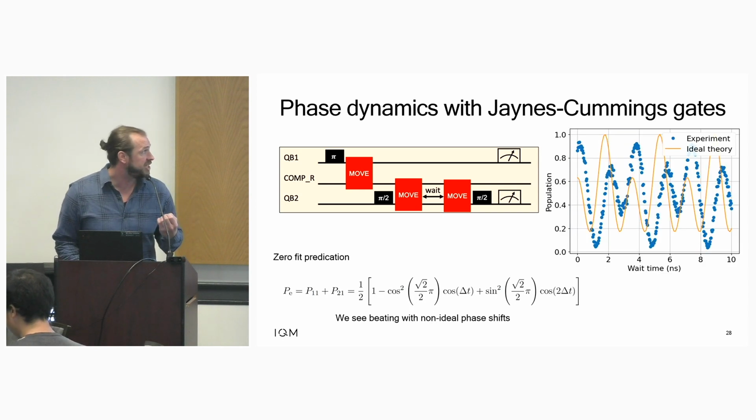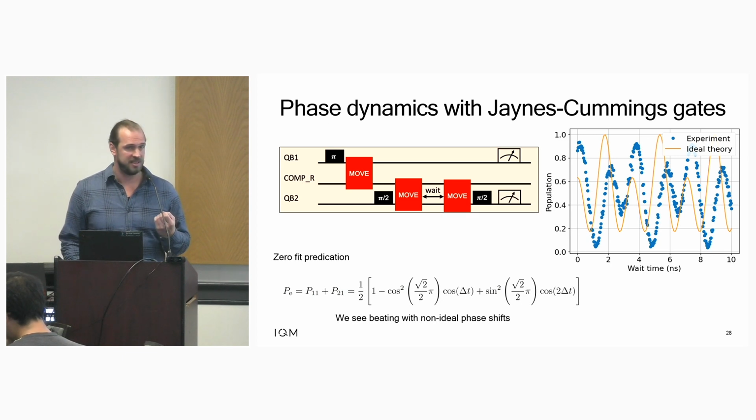When we perform this measurement, we do in fact see a beating pattern with the right frequencies, but they have phase shifts that are non-ideal. And this is a plot showing this experimental result with the ideal prediction and no fit parameters whatsoever.